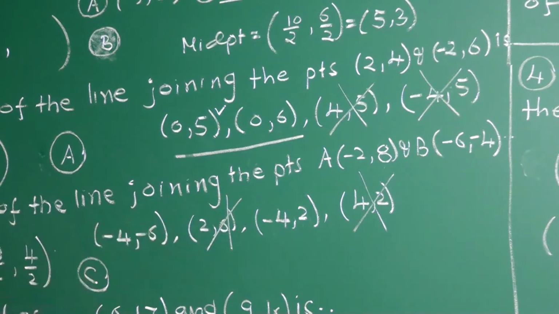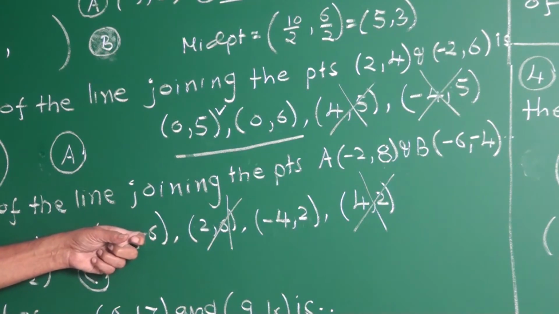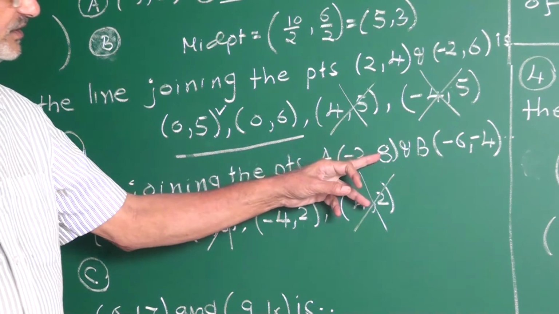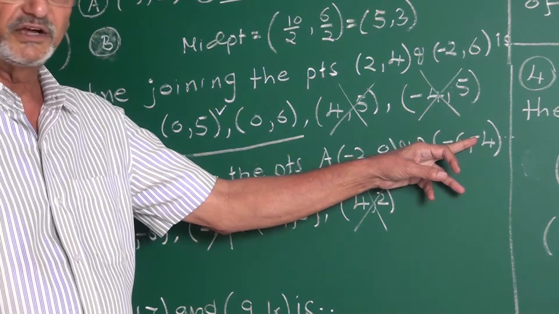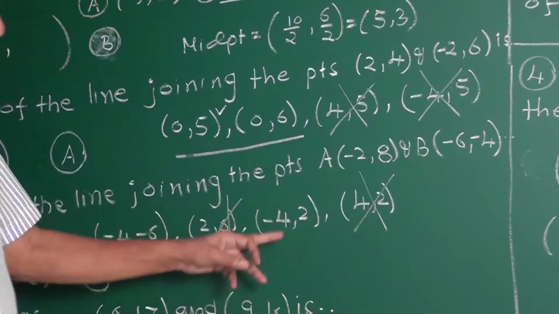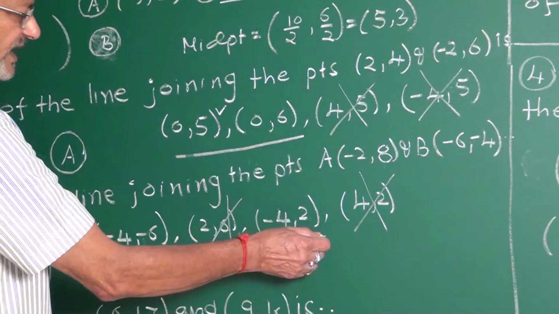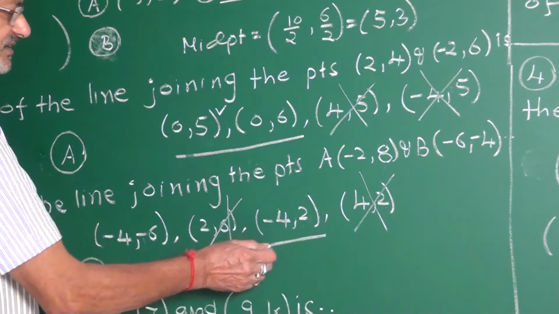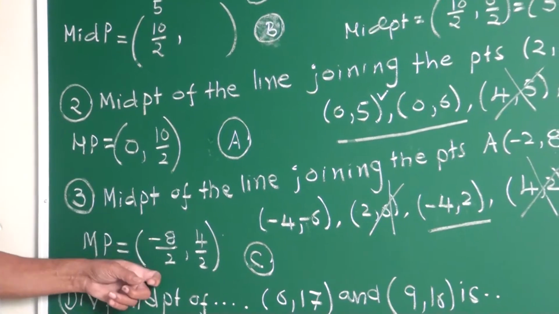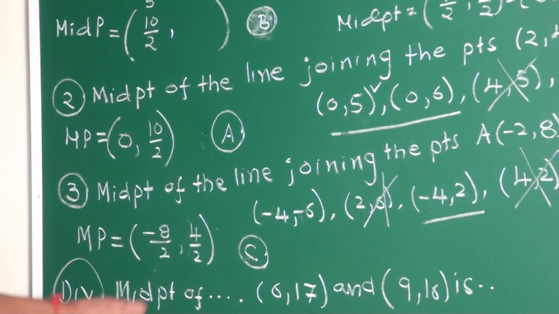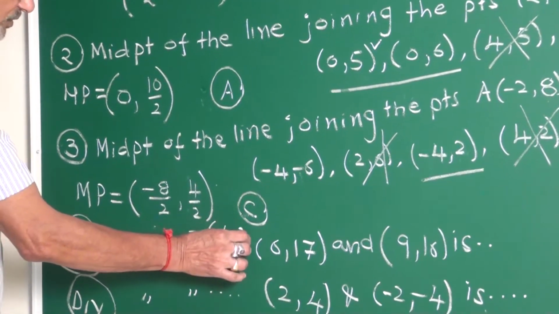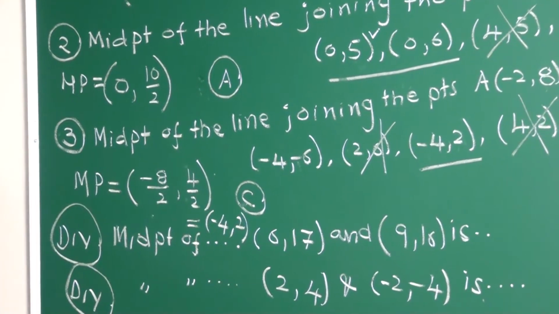Only 2. Among the two, it will be decided with what? The y coordinates. Now, what is the y coordinate? 8 minus 4 means what? It is plus 4. Plus 4 divided by 2 is 2. C will be your answer. Yes, I have written C. This is minus 4, this is plus 2. That will be the answer.